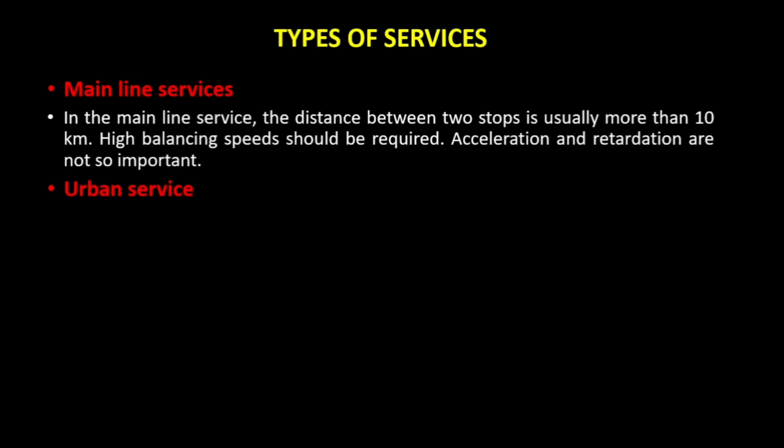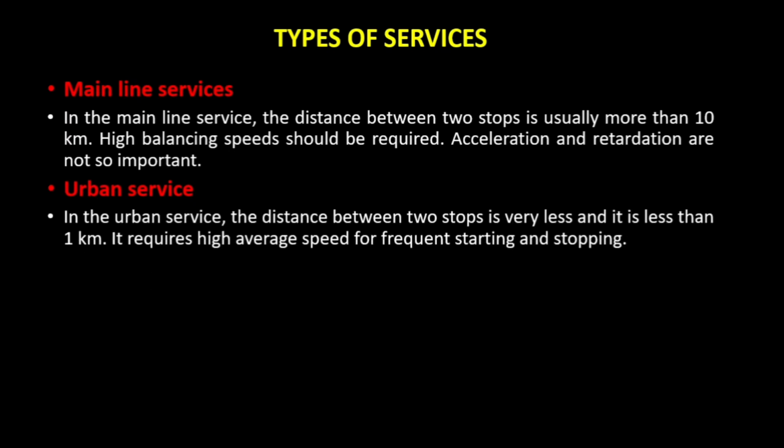Now talking about the urban services. In the urban services, the distance between the two stops is very small, like less than a kilometer. So it should be starting frequently and stopping frequently. So in this case, we can compromise with the speed, but we cannot compromise with the acceleration and retardation period.